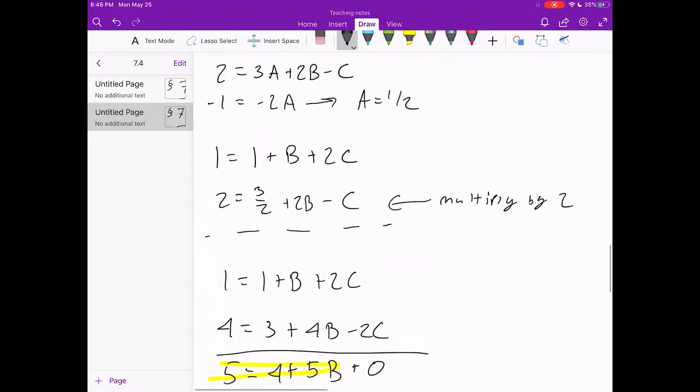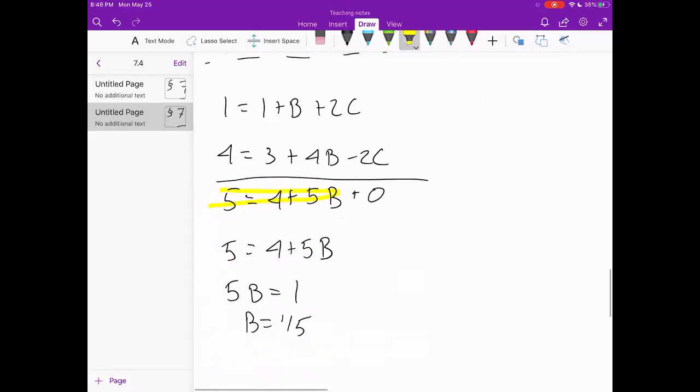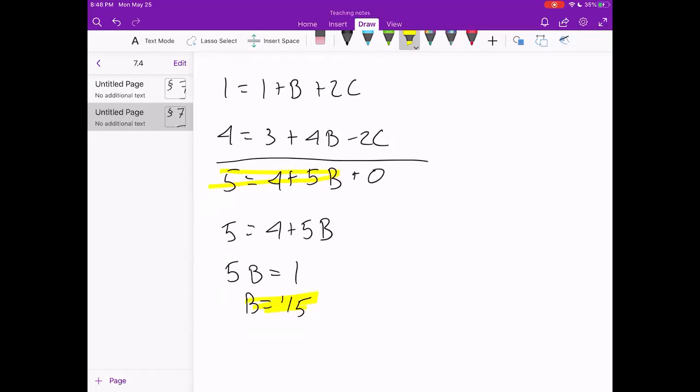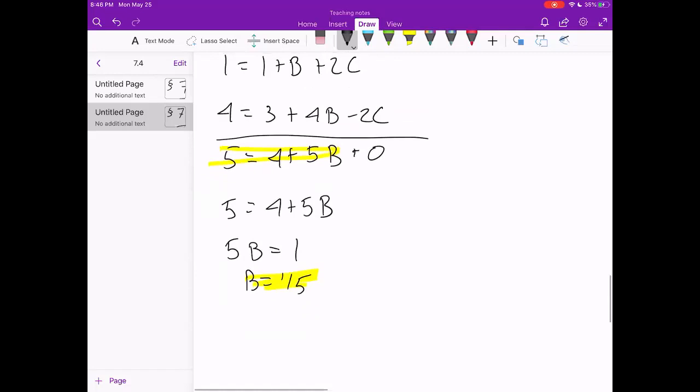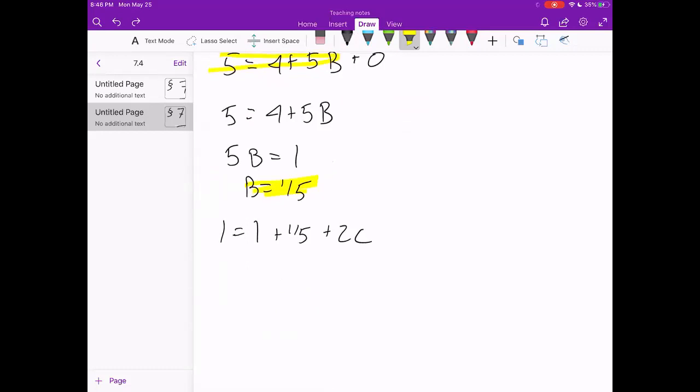So far I have a and I have b. Now I can just take that and plug it into any of the equations I have so far. I can figure out what c is. So let's plug into the first one, I have 1 is equal to 1 plus b is 1/5 plus 2c. So I'm plugging it into this equation that I just highlighted, at the top of the page right now. I plugged b in for that. I also already have a plugged in.